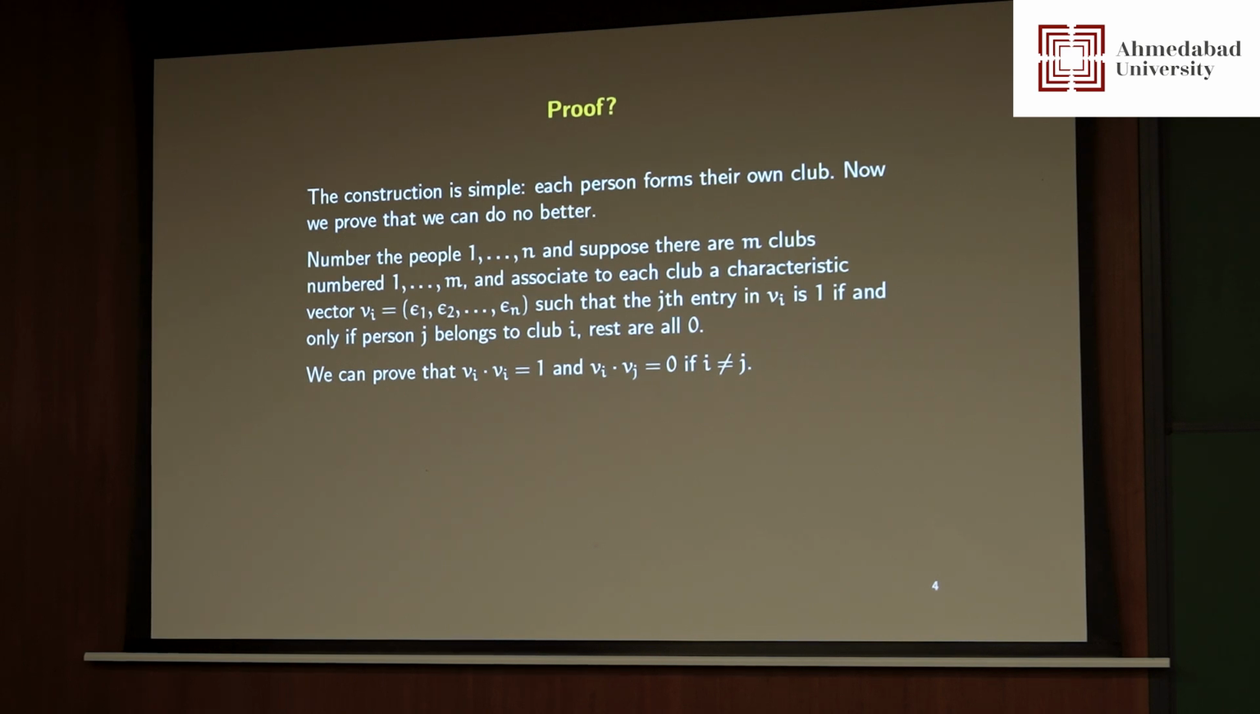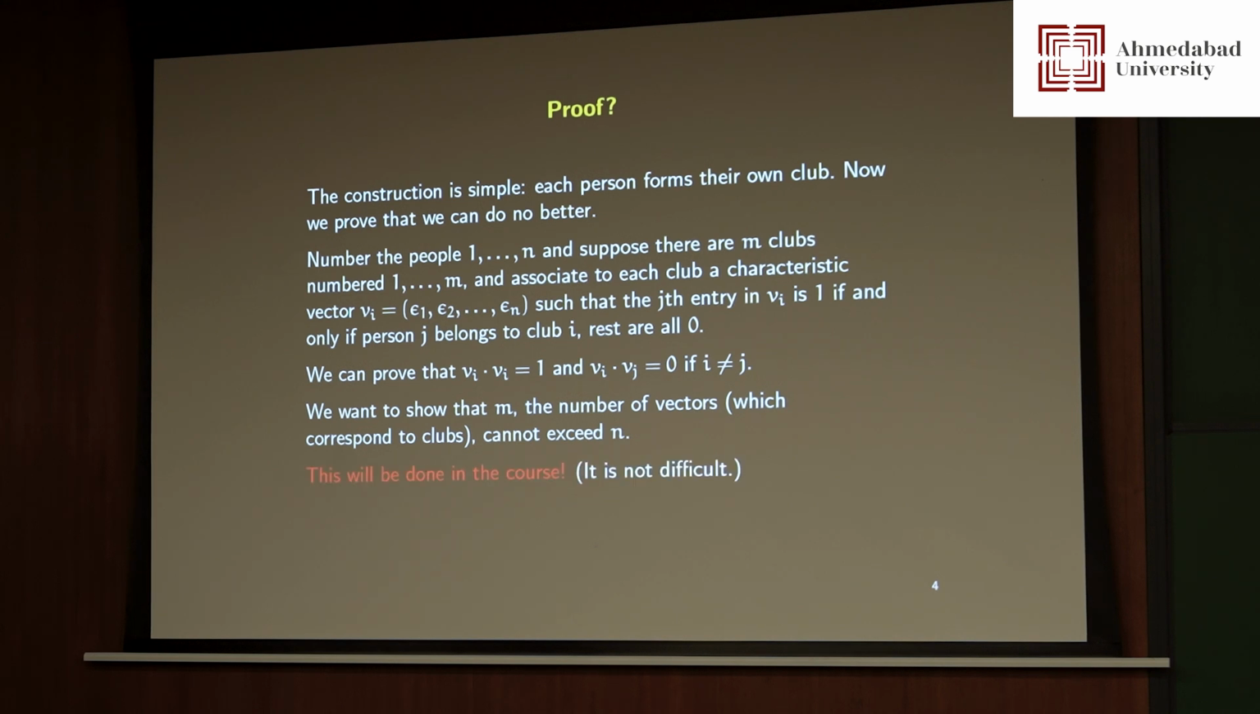And if you take the dot product with a different vector, vi dot product vj, then this will be 0 for any i not equal to j. We want to show that m, the number of vectors, cannot exceed n. The number of vectors would give us the number of possible clubs, and this is what we want to show. And this can be done, and it will be done in the course. It is actually one of the first examples that we'll pick in the course, and it is not very difficult.